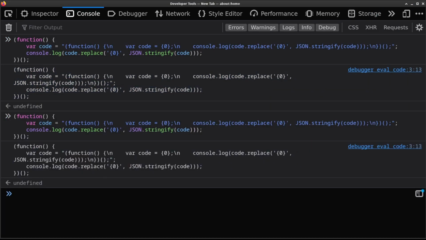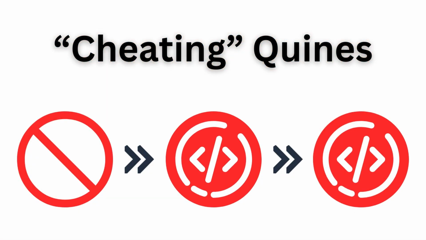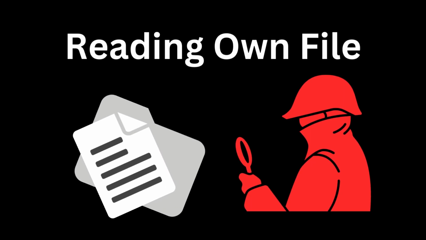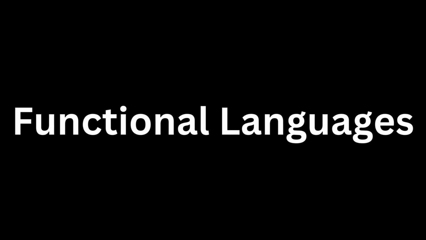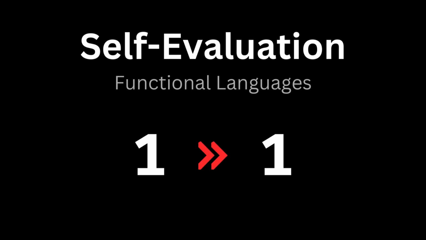It's important to note that there are a few types of programs that are considered cheating Quines. That is, they're able to self-replicate but are often using loopholes around the true definition. The first example are programs that read their own file contents. This is technically using a file as input, which does not meet the definition's requirements. There's also some functional languages that make use of self-evaluation, so a source file with just the number 1 would lead to the output being the number 1.